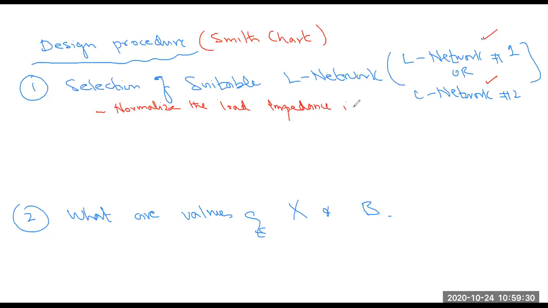So what is the meaning of this statement? You will take the value of load impedance, whatever value is given to you, and you will divide it by Z naught. So this will give you a normalized value, which means there will be some real part, let me represent that by RL, and there will be some imaginary part, that is XL.